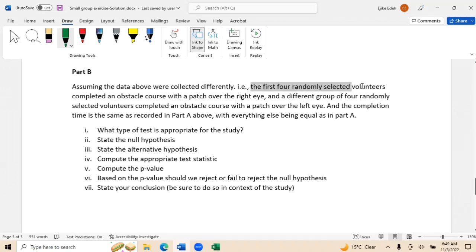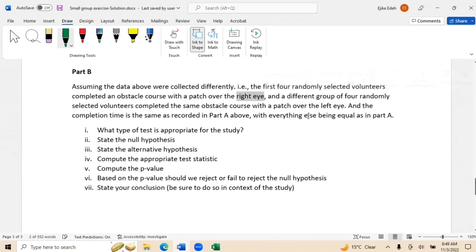It says the first 4 randomly selected volunteers completed an obstacle course with a patch over the right eye, and a different group of 4 randomly selected volunteers completed the same obstacle course with a patch over the left eye, right? So you have 8 people, right? The first 4 volunteers did that with the patch over their right eye, and the second 4 volunteers, who are totally different, did that with a patch over their left eye, right?